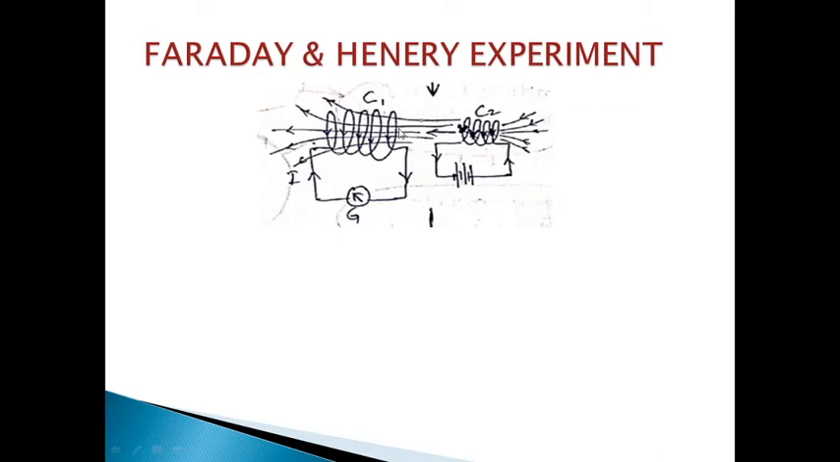So when you're moving it closer, field lines are changing here. When you're moving it away, field lines will change here, but when you keep it at rest, the number of field lines passing through it will become constant. So whenever there is a constant number of field lines passing through this area, there is no current induced. But whenever there is a change in the number of field lines passing through this area, there is induction of current.